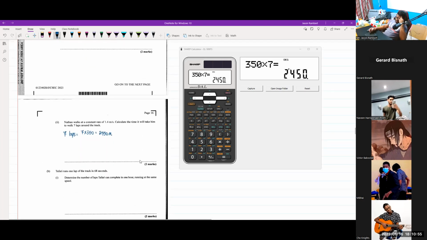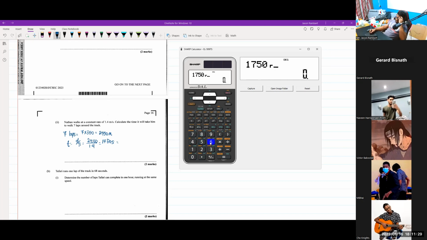And time is equal to distance over speed. 2450 divided by 1.4 is 1750 seconds. You could change this to minutes if you want.